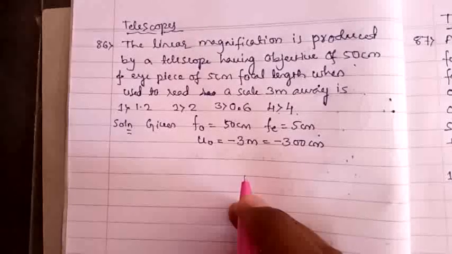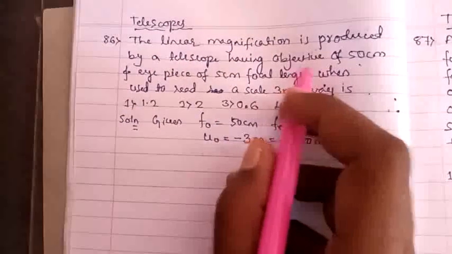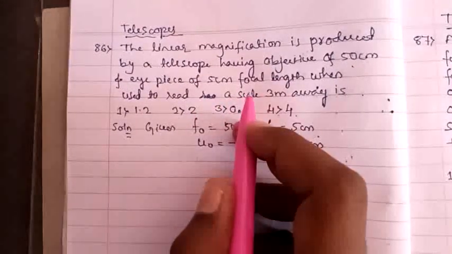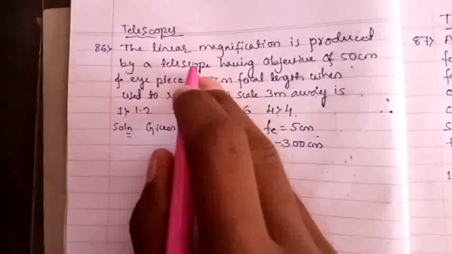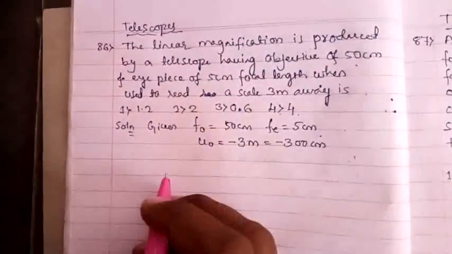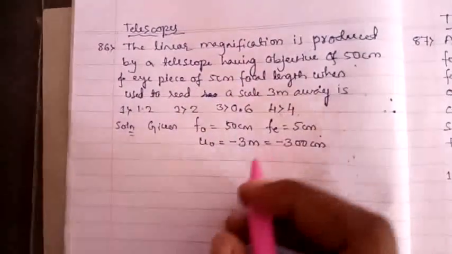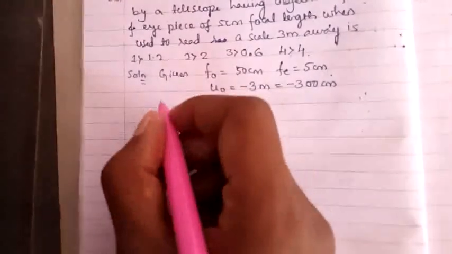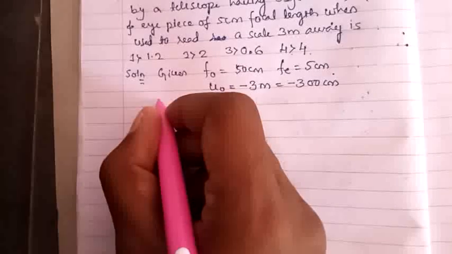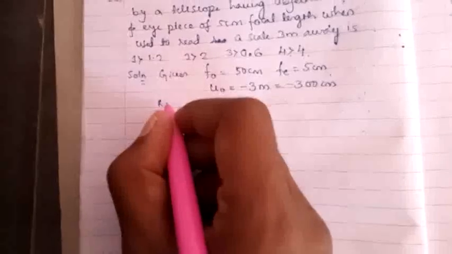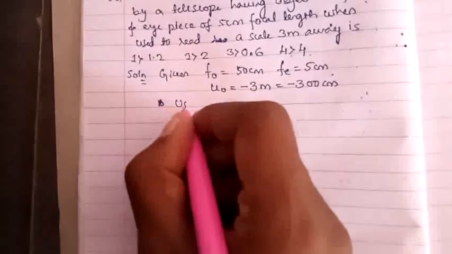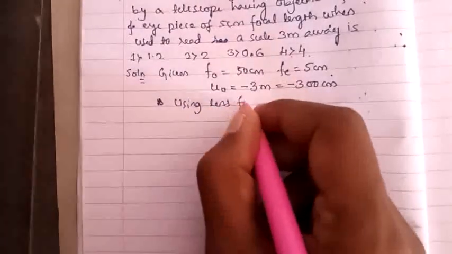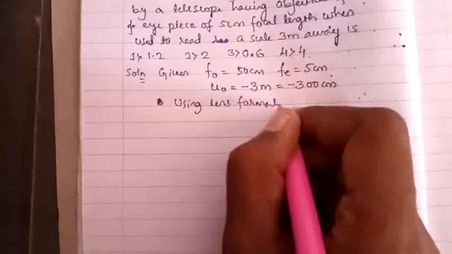So first we have to find the magnification produced by the objective lens, and next we are going to find the magnification produced by the eyepiece, then multiply them, and we will get the linear magnification produced by the telescope, means both lenses. Next, how to solve it? The magnification produced by the objective lens. Before that we have to find VO using the lens formula. We are going to apply the lens formula to the objective lens.